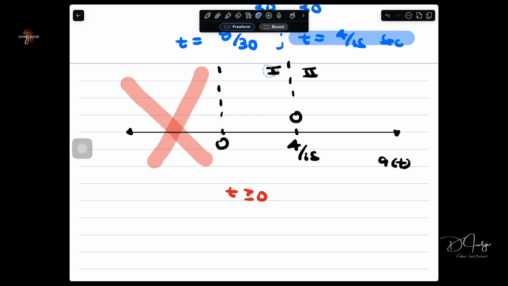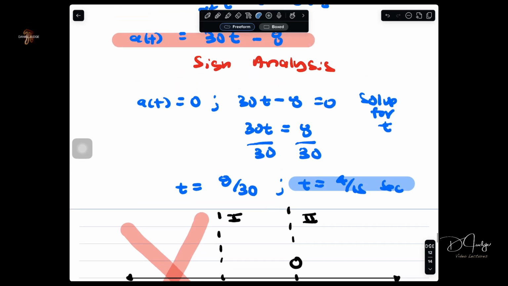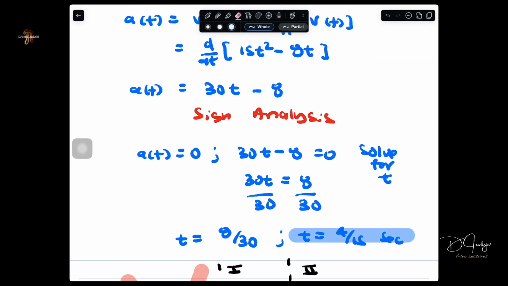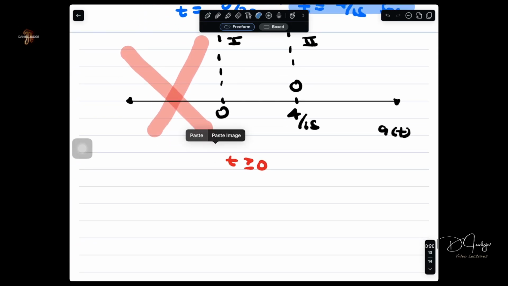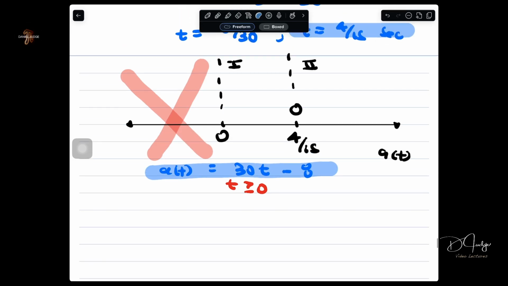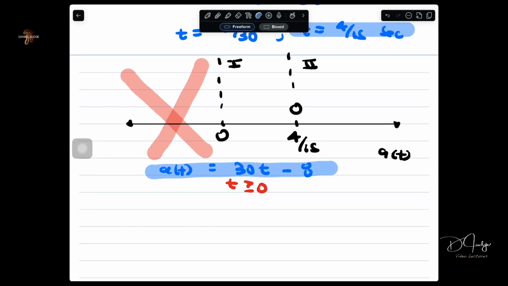Let's look at it this way, maybe. Don't forget to bring down your acceleration function. Let's copy that. All right, we need test points now. So let's be careful. In region 1, we've got 4/15. I'm going to use 1/15. Then we use the number 1. These are going to be my 2 test points.